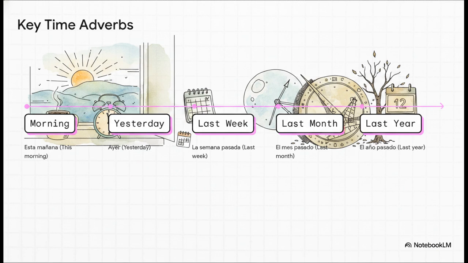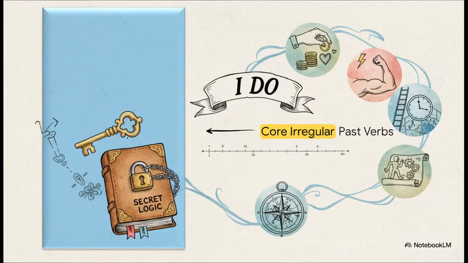If something happened just a few hours ago, you're going to use esta mañana, this morning. Take a step further back and you've got ayer, yesterday. Moving even deeper into the past, we hit la semana pasada for last week, el mes pasado for last month, and then all the way back to el año pasado for last year. Locking these specific phrases into your memory is crucial because it immediately sets the context for the past tense verbs we're about to dive into. And with our timeline all set, we are officially in the instructional phase.